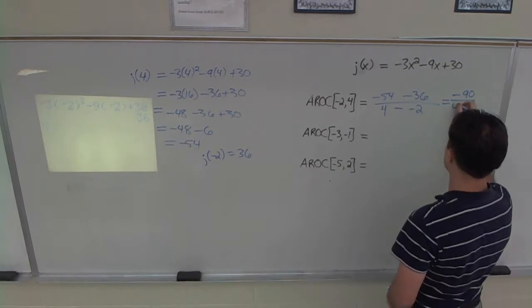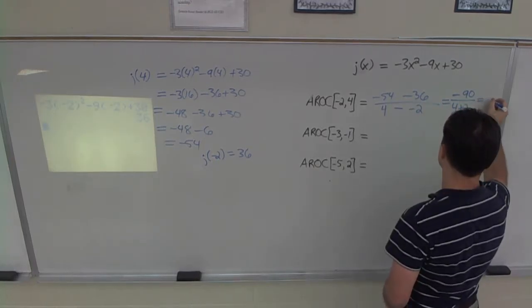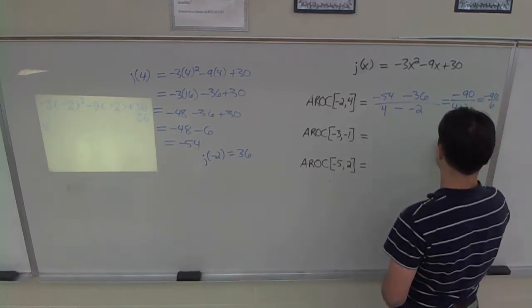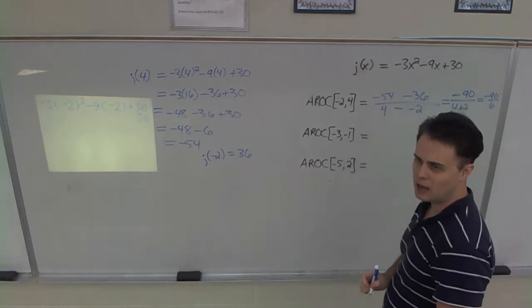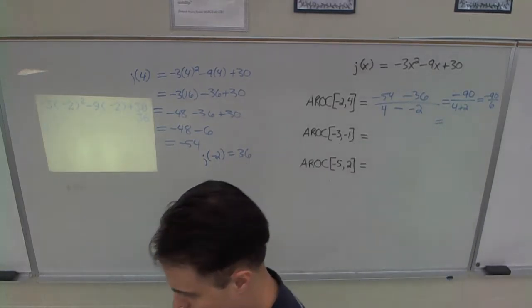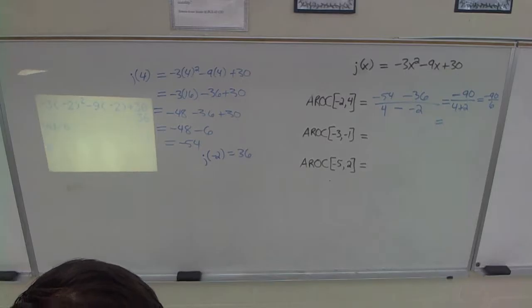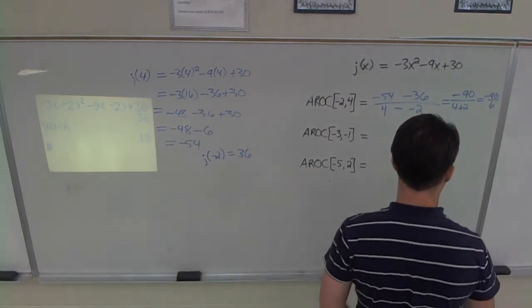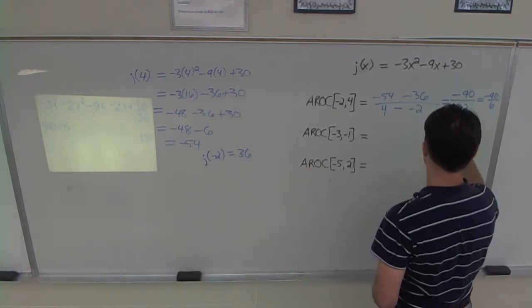And then down here, I always like to just do this just to show a little work. So this is negative 90 over 6. You could leave that like that. You could also reduce it. You could go 90 divided by 6 is 15. Negative 15 in this case.